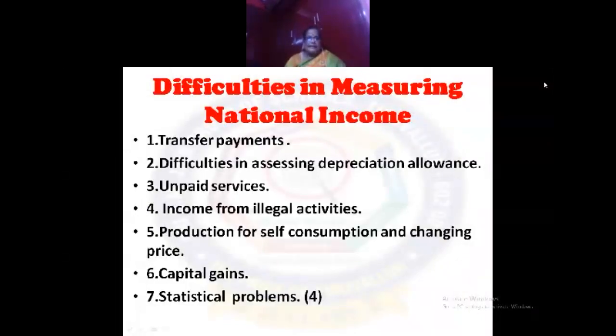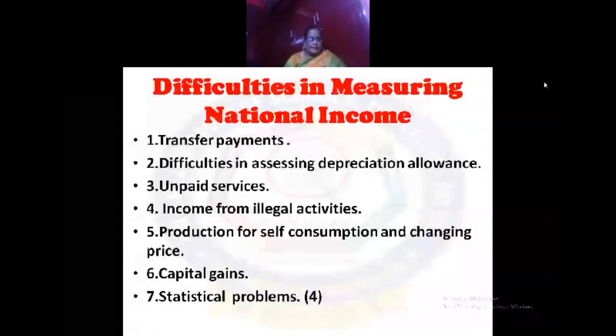Next, capital gains. The problem also arises with regard to capital gains. What are capital gains? How do they arise? Capital gains arise when a capital asset such as a house, other property, stocks or shares, etc. is sold at a higher price than was paid for it. Actually, it is the amount paid higher than the amount which had to be paid at the time of purchase. Capital gains are excluded from national income.